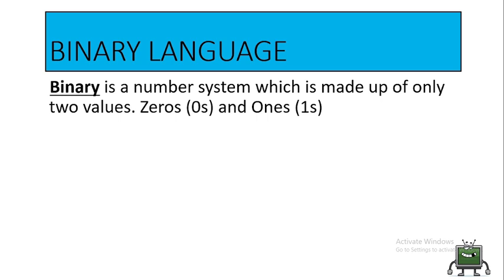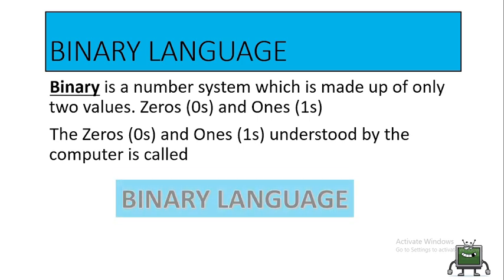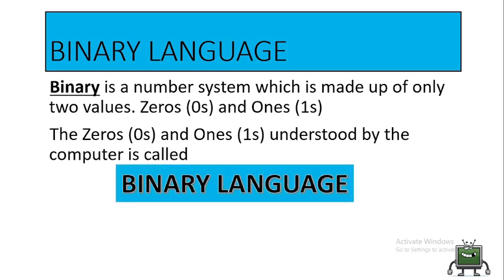And then we said that the binary system is a number system which is made up of only two values, and that is 0 and 1. And then we also established that the computer actually understands or deals with zeros and ones. That is the binary system. So the zeros and ones that the computer understands is what is known as what? Binary language. These zeros and ones understood by the computer system is what is called binary language.